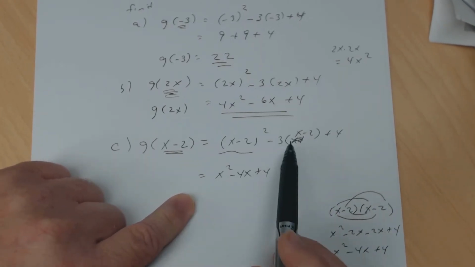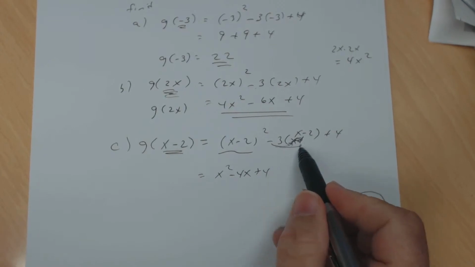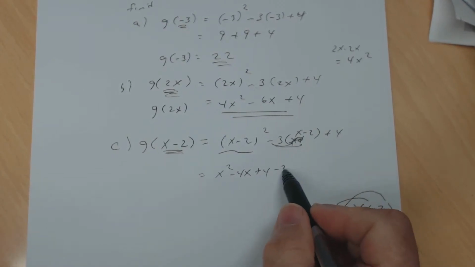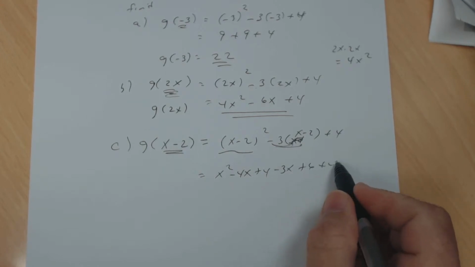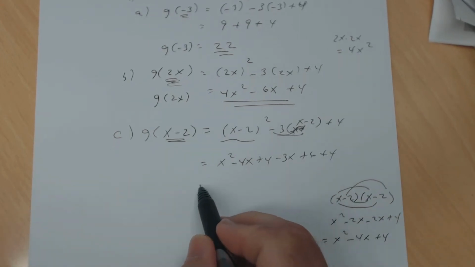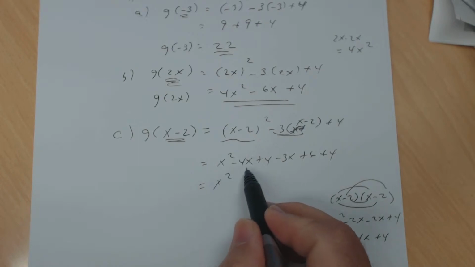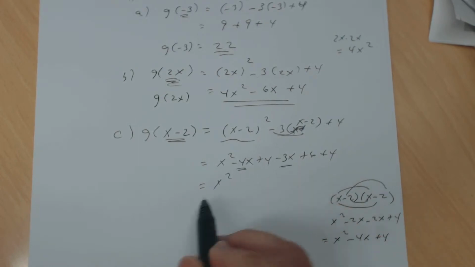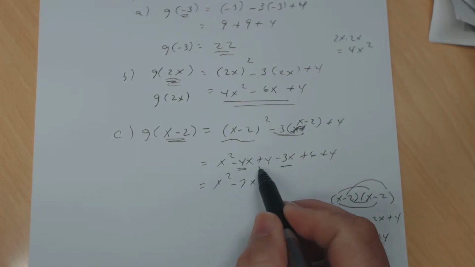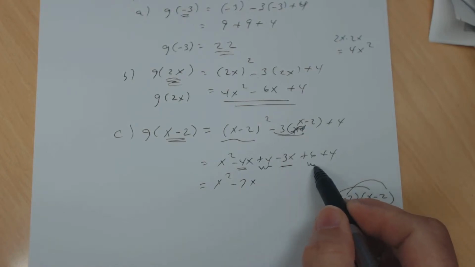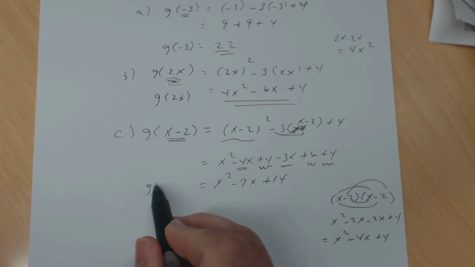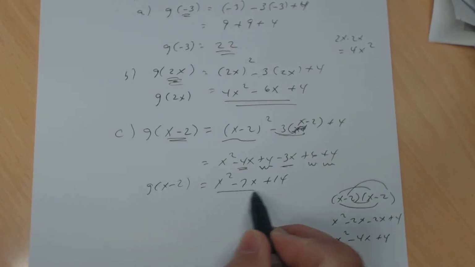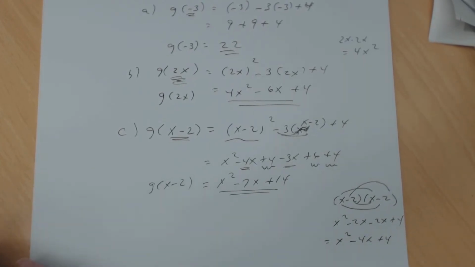All right, over here, I'm going to just distribute. A negative 3 times x is negative 3x. A negative 3 times a negative 2 is a positive 6, and then plus 4. Now combining like terms, I get x squared. A negative 4x and a negative 3x is a negative 7x. A positive 4, a positive 6, and a positive 4 is a positive 14. So g of x minus 2 equals x squared minus 7x plus 14.